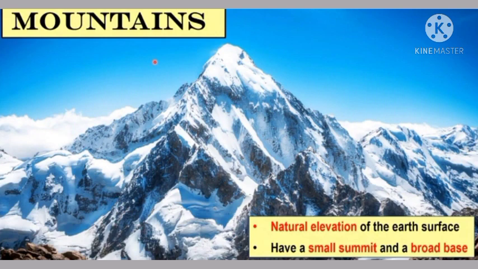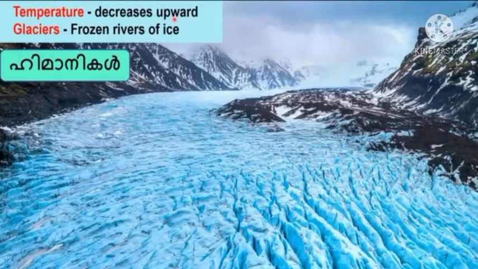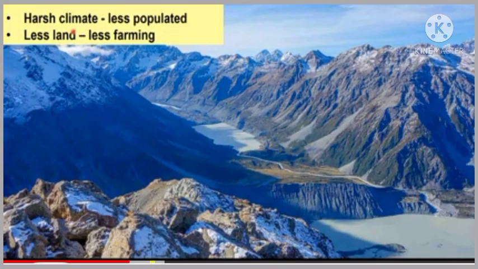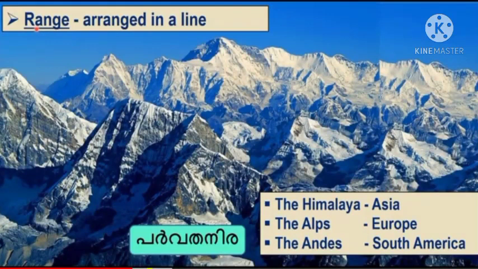As you go higher, the climate becomes colder. In some mountains, there are permanently frozen rivers of ice. They are called glaciers. There are some mountains you cannot see as they are under the sea. Because of the harsh climate, fewer people live in the mountain areas. Since the slopes are steep, less land is available for farming. Mountains may be arranged in a line known as a range. Many mountain systems consist of a series of parallel ranges extending over hundreds of kilometers.